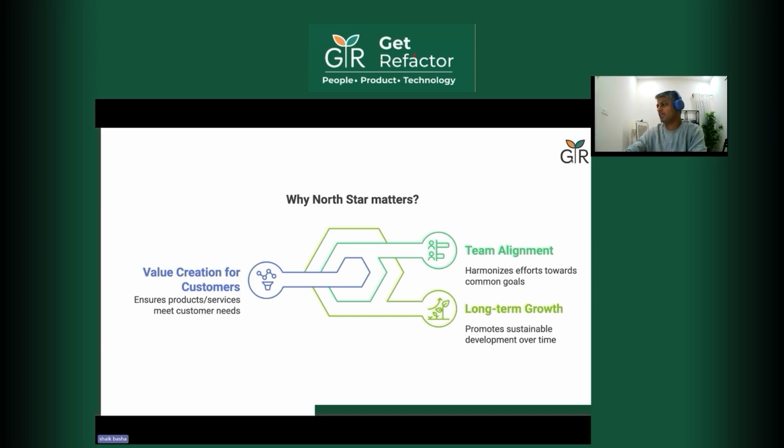It also gives team alignment, harmonizing efforts towards what I should measure. I cannot look at 10 points, because if I pull one thing, the other thing will go down. Rather than that, we should focus on one final thing, and this helps us grow in the long term. Whatever product feature we are going to introduce, we should see how it is going to impact our North Star metric. Is it going to impact it positively or negatively?